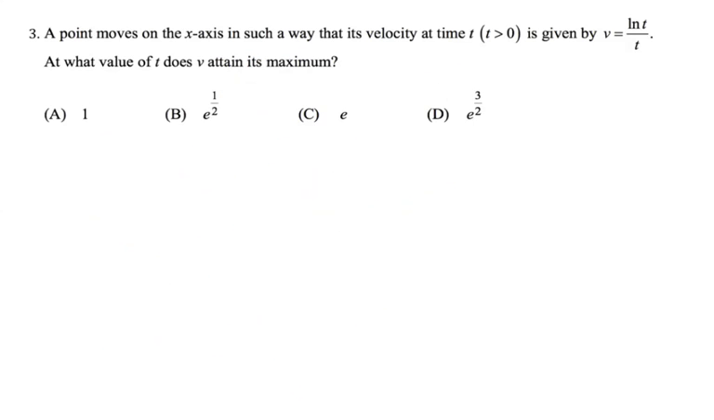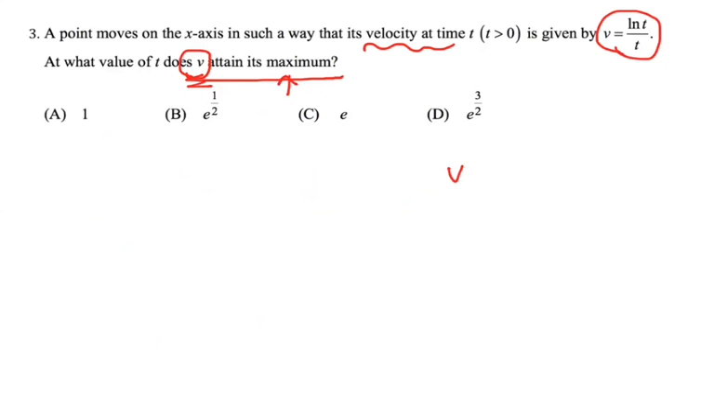Number 3. A point moves on the x-axis in such a way that its velocity is given in this way. Now we're looking for when v attains its maximum. Simply, given that v is the function, to find its maximum we have to find the derivative and set it equal to 0. So let's look into this one. Since v is equal to ln of t over t, what we're going to do is this.